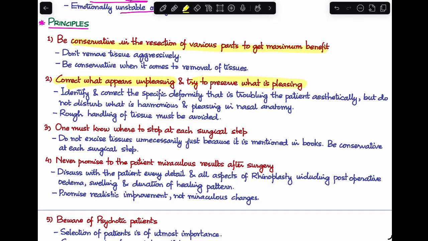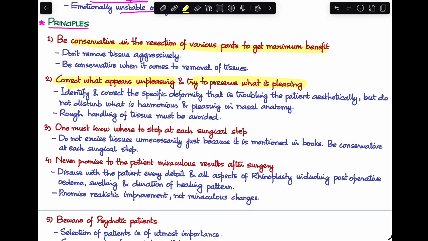So try to identify first the specific deformity that is troubling the patient aesthetically. But if there is a feature which is already harmonious and very pleasing in the nasal anatomy, and you do not think it is a deformity, maybe you should not be disturbing that. And secondly, you should not be doing rough handling of tissues over here. You may end up causing a scar or bad healing in these cases. So, only correct what appears unpleasing and try to preserve what is pleasing and normal anatomy.